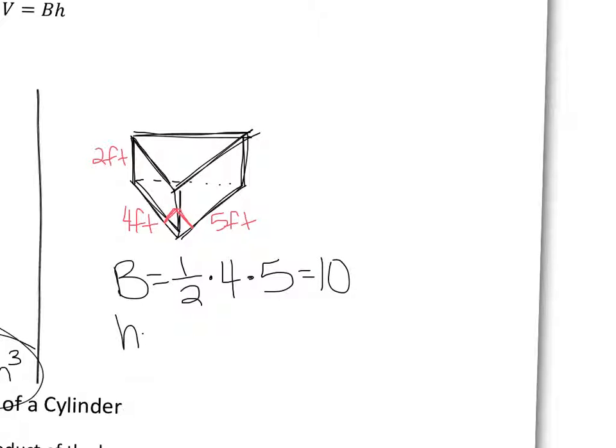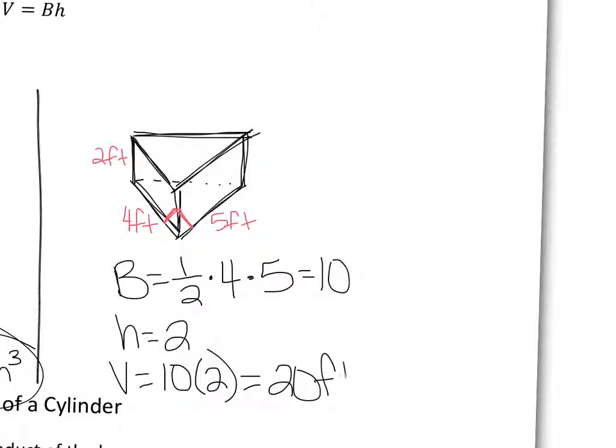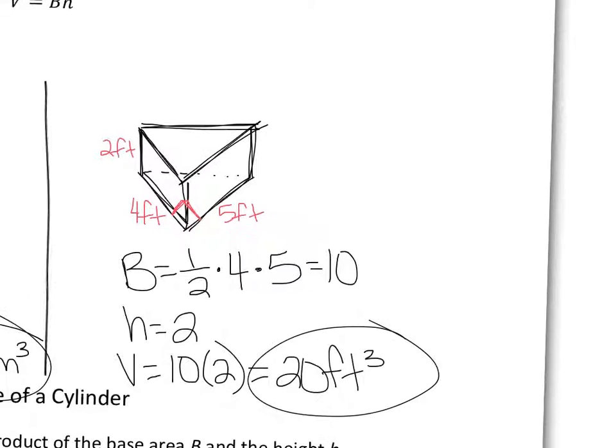10. Now, since it's sitting on my base, this is really easy. How tall is my prism? 2 feet. So to find the volume, we're going to take the area of my base times my height, and I get what? 20 feet cubed. Okay, are we all good on finding the volume of a prism? Yeah. That's not too bad.